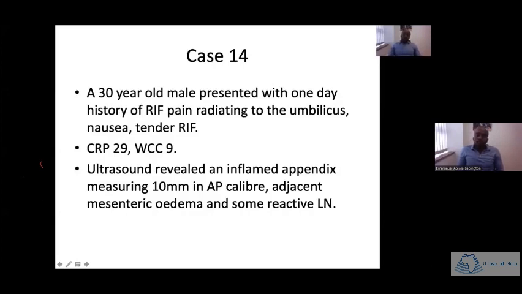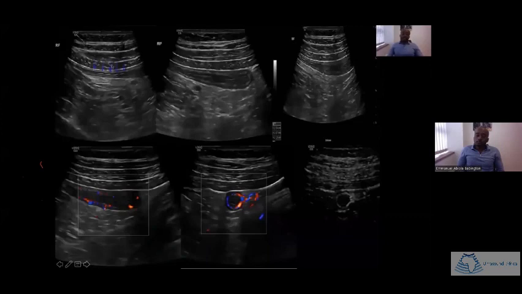So case 14, a 30-year-old male presented with a 1-day history of right iliac fossa pain radiating to the umbilicus. The patient had nausea and a tender right iliac fossa. CRP was raised, WCC was normal. Ultrasound revealed an inflamed appendix measuring 10 millimeters in AP caliber, with adjacent mesenteric edema and some reactive lymph nodes in the right iliac fossa.